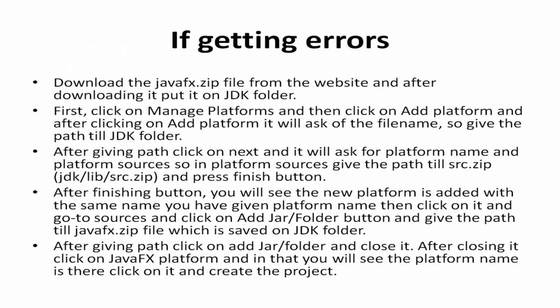If you are going to get errors, we have to download the javafx zip file from the particular website, and after downloading you put it in the jdk folder. Next step is, first click on manage platform and click on add platform. After clicking on add platform, it will ask for a file name. So give the particular path till the jdk folder. After giving the path, click on next and it will ask for the platform name, and select the particular platform source.zip. After finishing, you will see a new platform added.